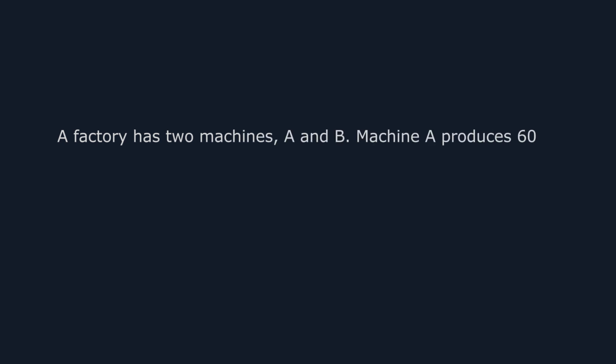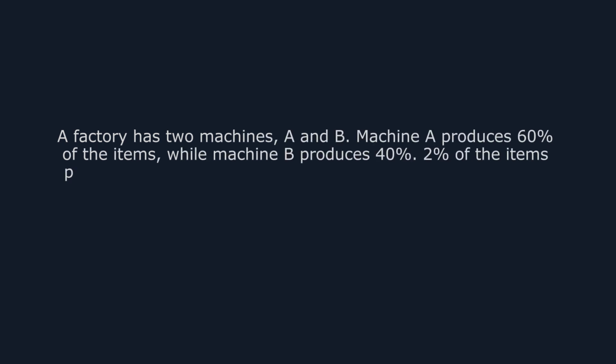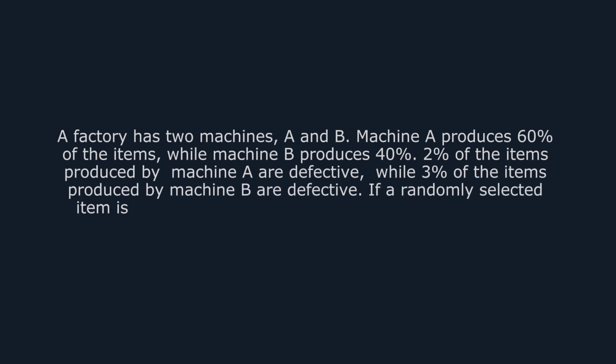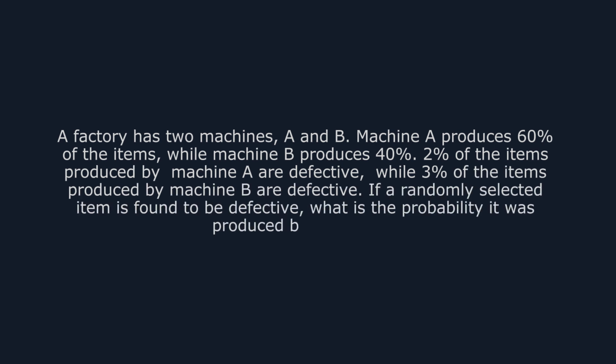Let's take a look at this interesting probability problem. A factory has two machines, A and B. Machine A produces 60% of the items, while machine B produces 40%. 2% of the items produced by machine A are defective, while 3% of the items produced by machine B are defective. If a randomly selected item is found to be defective, what is the probability it was produced by machine B?